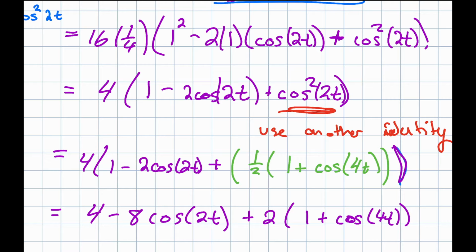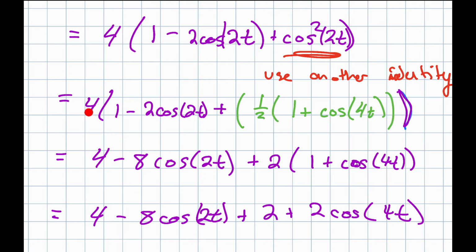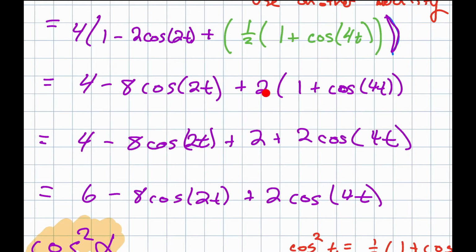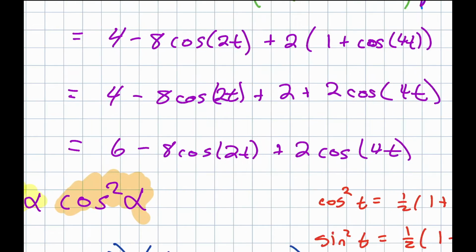At that point, we just want to multiply this 4 through on everything. So 4 times 1 is 4. 4 times minus 2 is minus 8. 4 times 1/2 is 2. And then this is still in parentheses. Then this 2 can be multiplied by everything. So 2 times 1 is 2. And 2 times cosine 4t is 2 cosine 4t. And then you can combine that 2, which is just a number, with this 4, which is just a number, and you get this for your final answer. And so this is what you would actually have to type into the computer to get credit for that problem.